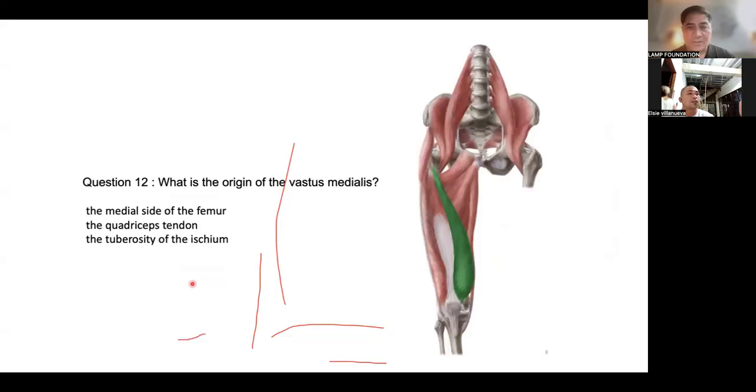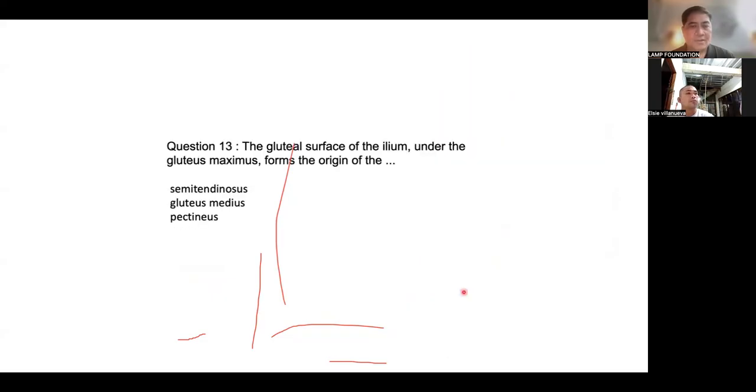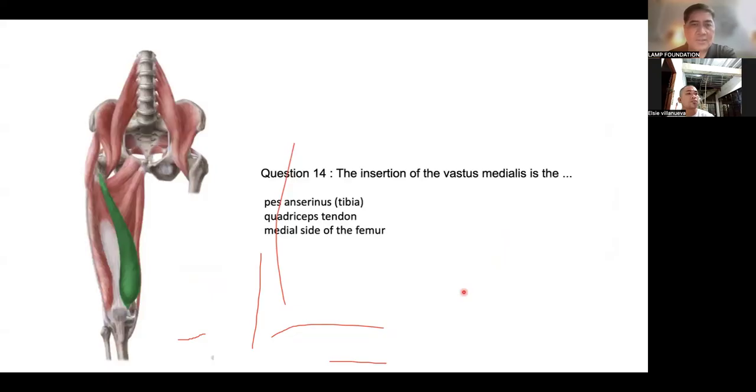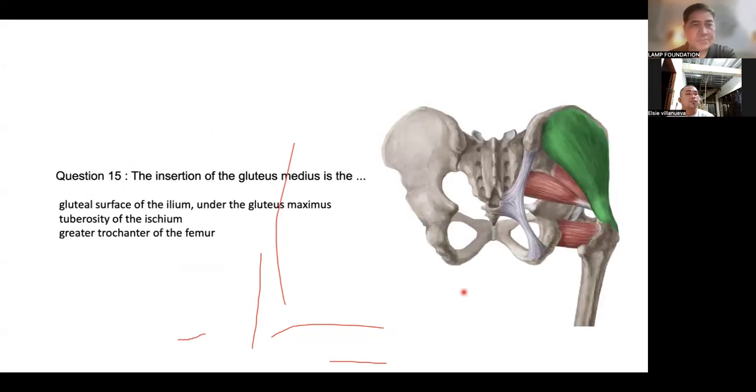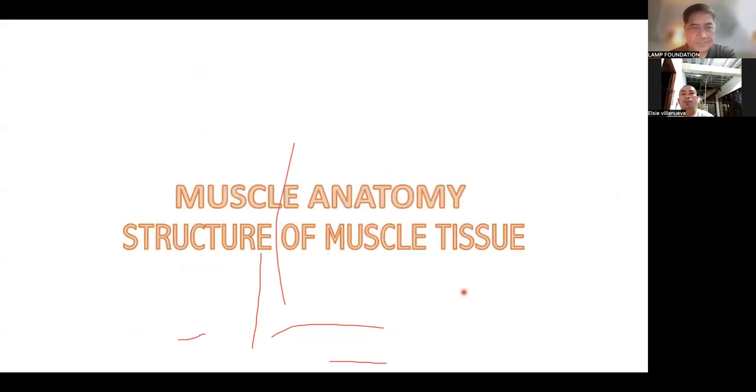Origin of vastus medialis. The medial side of the femur. Gluteal surface of the ilium under the gluteus maximus forms the origin of gluteus medius. Insertion of vastus medialis. Quadriceps tendon. Insertion of the gluteus medius is the greater trochanter of the femur.